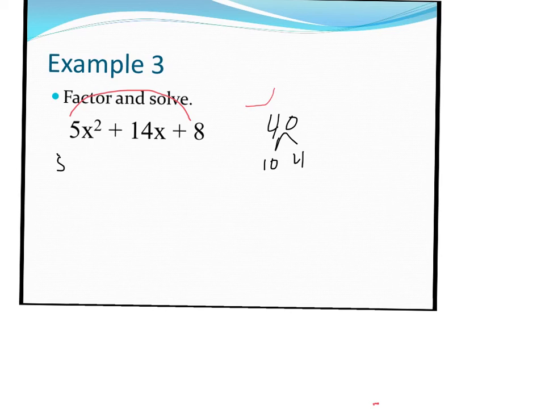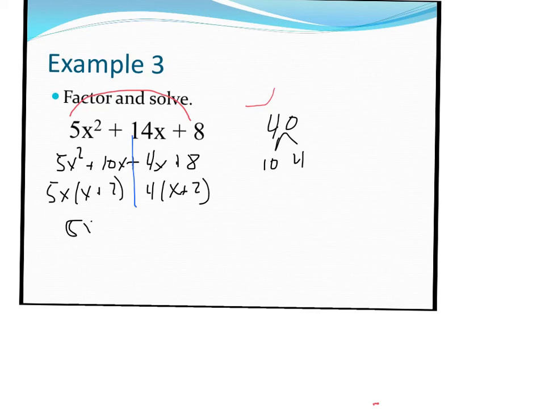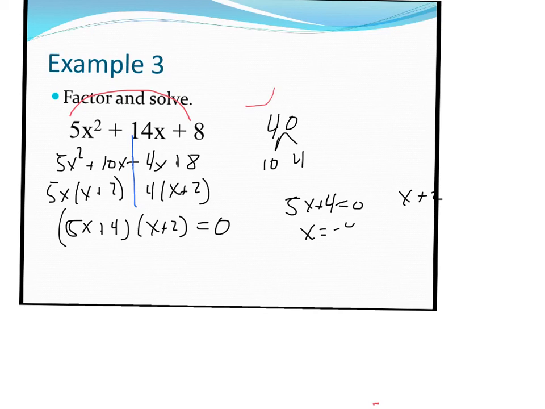That's 10 and 4. So I split the middle into 10x and 4x plus 8. I pull out my greatest common factor on both sides, so I have 5x times x plus 2, and pull out a 4 times x plus 2. The pattern is that what's on the outside gets grouped together and the parentheses get grouped together. That's equal to 0. I'm going to set each one of these terms equal to 0 and solve. So I get x is equal to negative 4/5 and x is equal to negative 2. Those are two examples on how to factor and solve.